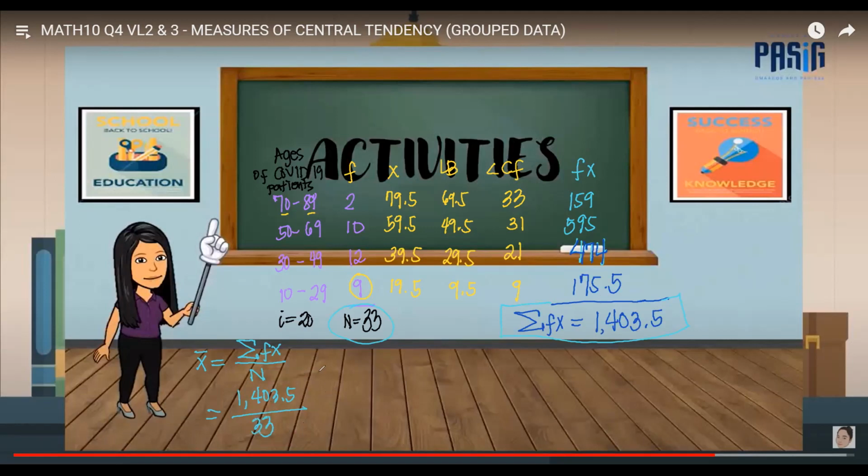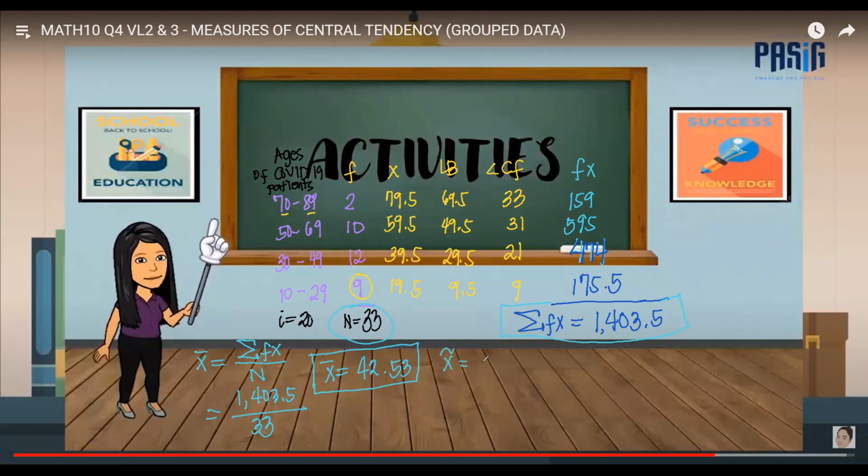So what will be our mean? Our mean is 42.53. Correct. So, hindi na natin siya i-round off kasi yung kasunod niya ay 0. So, our mean is 42.53. Now, how about for the median?